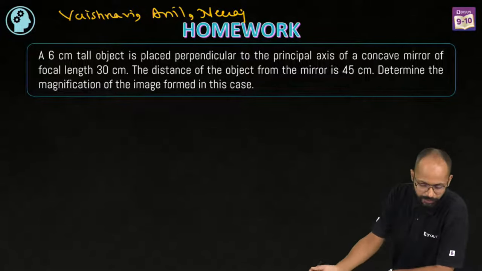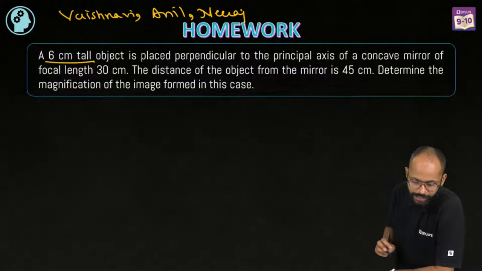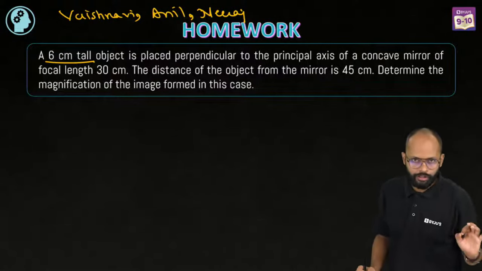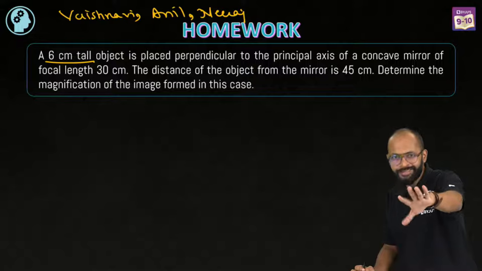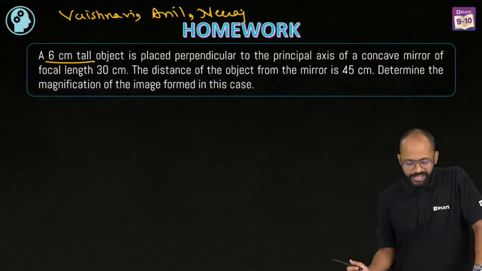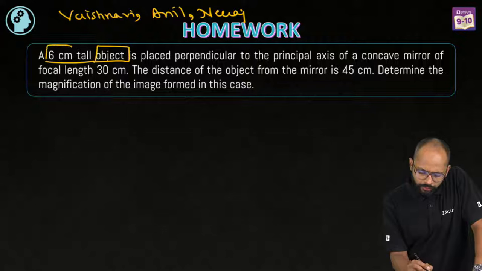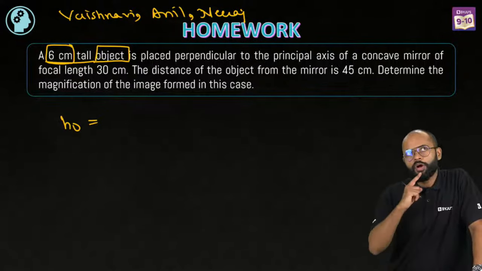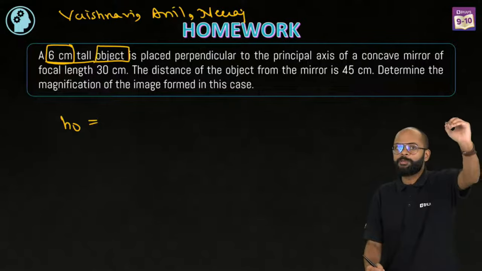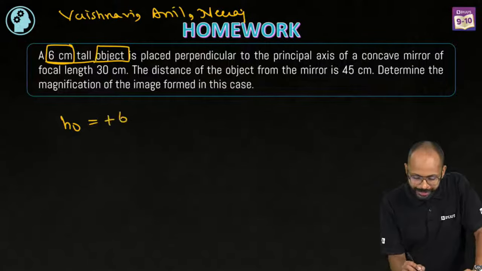Karina is saying 6 by 25, huh? A 6 centimeter tall object. If you have confusion, watch me and see how I'm doing it. Dekho, 6 centimeter tall object. Sir, it is the object. This is the height of object. So, HO is 6 centimeters. Sir, object is above principal axis. So, HO is plus 6 centimeters.